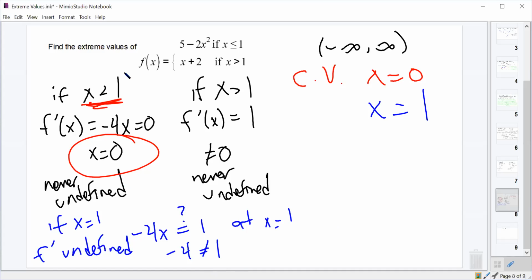Yeah, thank you. Yep. All right, so we got two critical values, 0 and 1. So let's test them to see what the value of our function is. What's f of 0?